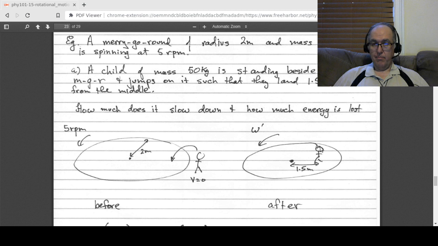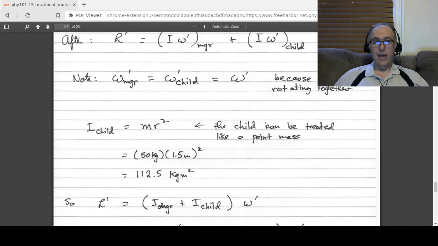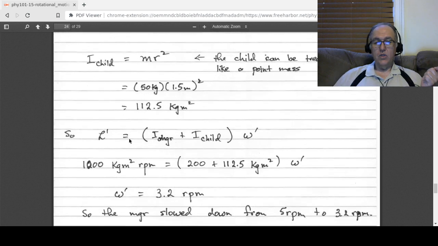Here we have just one mass, the child, 50 kilograms, rotating at a distance of 1.5 meters from the axis of rotation. So the moment of inertia of the child rotating around that axis is mr squared, where m is 50 and r is 1.5 meters. Okay, so this problem is very similar to the previous problems. You say, why are you doing it? Really, I did it for this right there. The child can be treated like a point mass. So m is 50 kilograms, r is 1.5 meters. That means that the child has a moment of inertia of 112.5 kilogram meters squared.